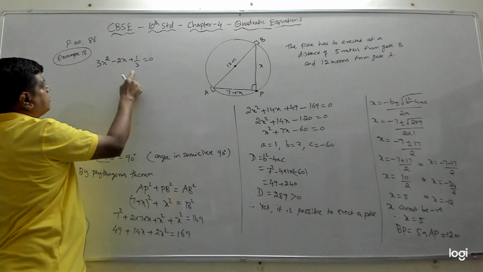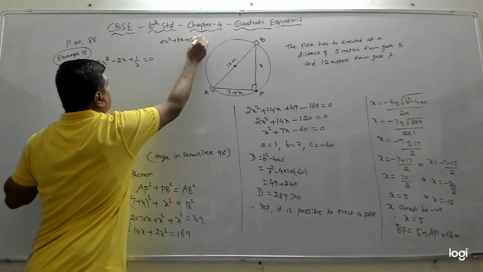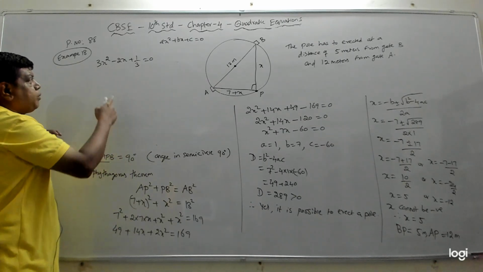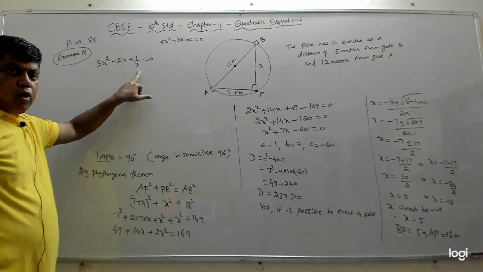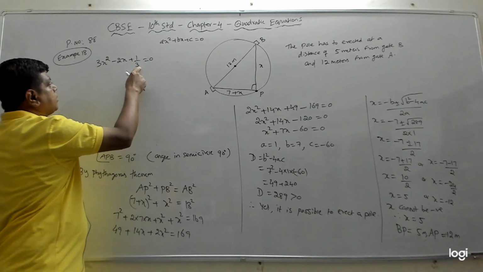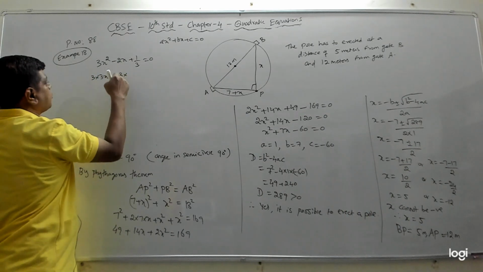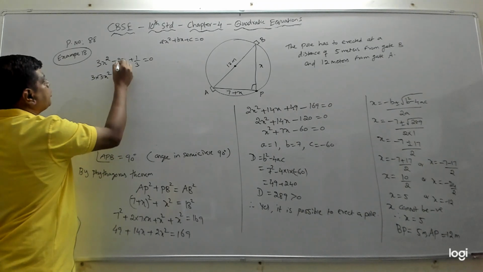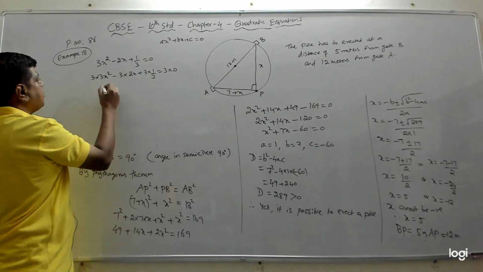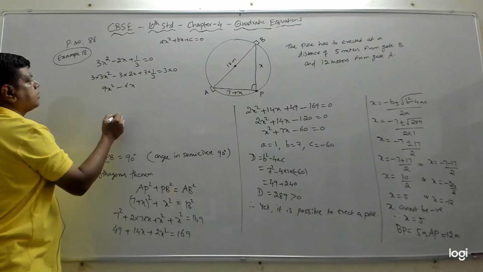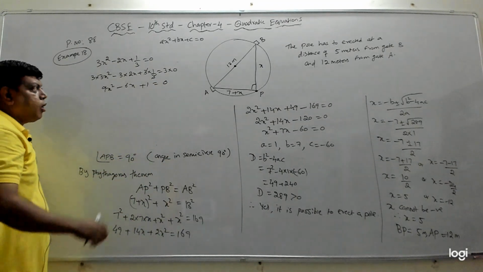So we need to convert this into the general form of a quadratic equation, which is ax square plus bx plus c equal to 0. It is in this form only, but we can try to avoid the denominator by multiplying every term by 3. So if you multiply every term by 3, this will become 3 into 3x square plus 3 into minus 2x plus 3 into 1 by 3 equal to 3 into 0. Then this will become 9x square minus 6x. This 3 will go. I will get plus 1 equal to 0. Now we don't have a fraction.